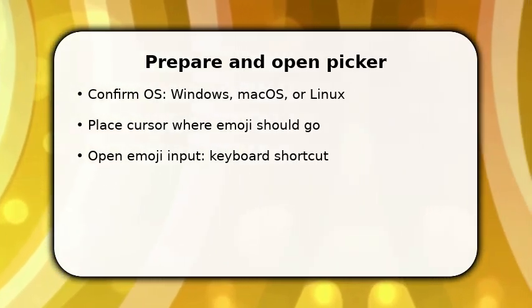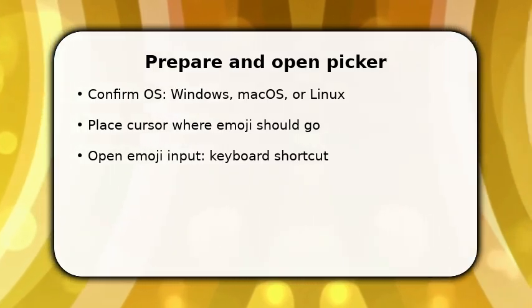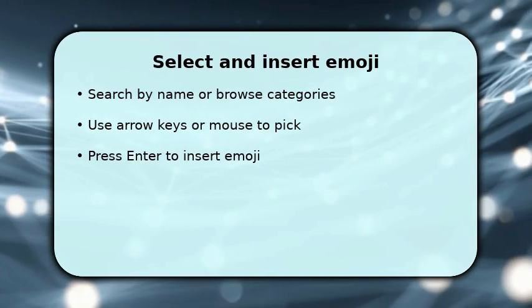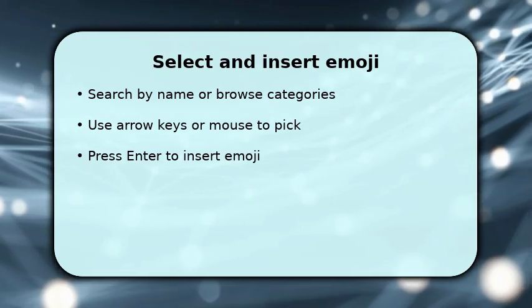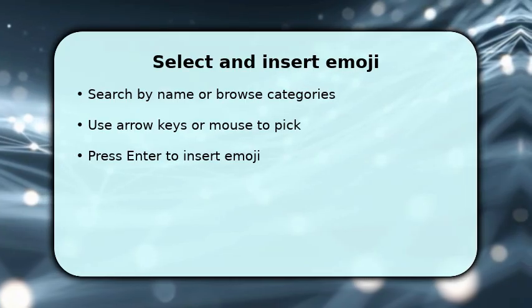Once the picker appears, you'll see categories and search. Make sure to use the search field or arrow keys to jump quickly to the emoji you want. Now you refine selection. Type a descriptive word like smile or heart to filter results. This saves time versus scrolling.